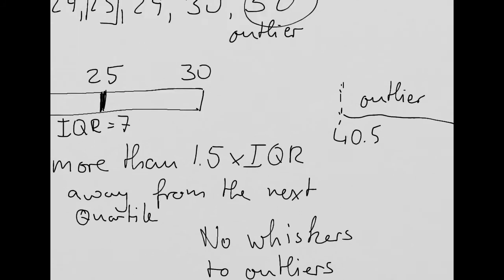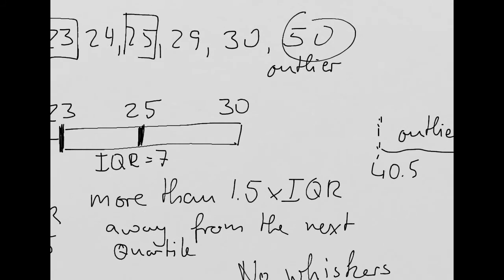Do we have data that is between the last quartile and the outlier from our data set? No, we don't. We don't have any data that are between the last quartile and the whisker, and so there is no whisker in this case. We can't draw a whisker.